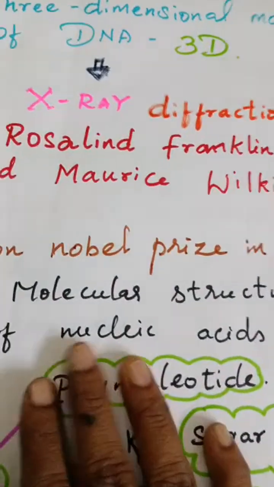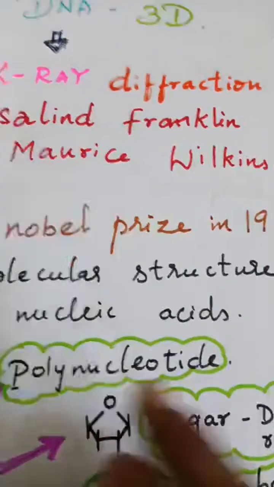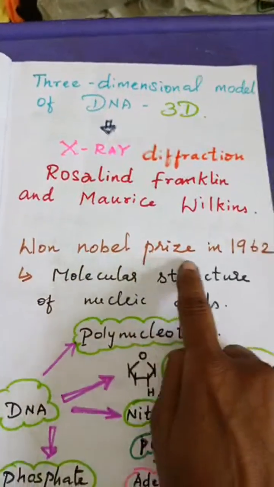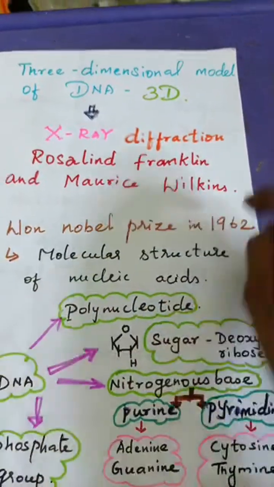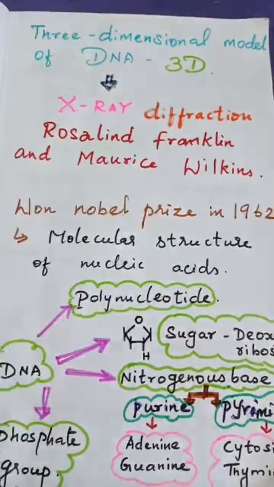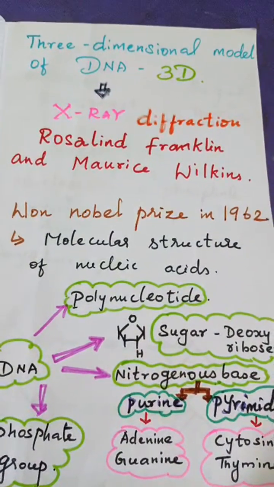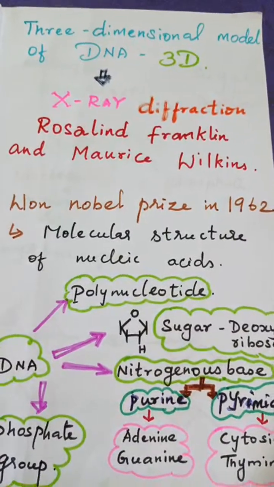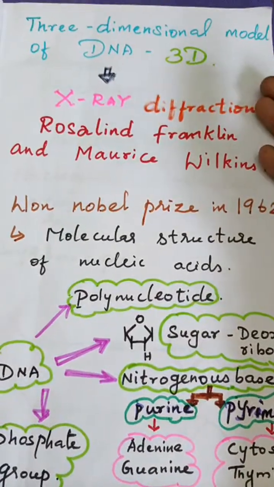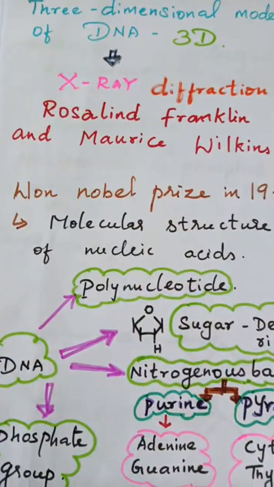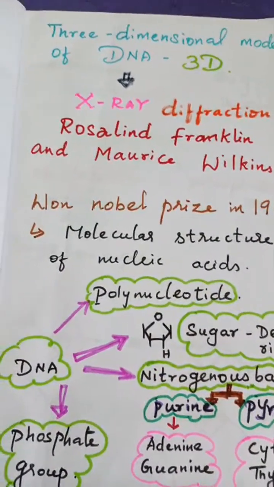These great people, Watson, Crick, Rosalind Franklin, and Maurice Wilkins, won the Nobel Prize in the year 1962 for their studies on the molecular structure of nucleic acid. They have done a great job on the X-ray diffraction studies of nucleic acid and then the three-dimensional model of DNA. Okay, so this was the history of DNA, we can say. Understood? Now we are going to go into the next part of the DNA.